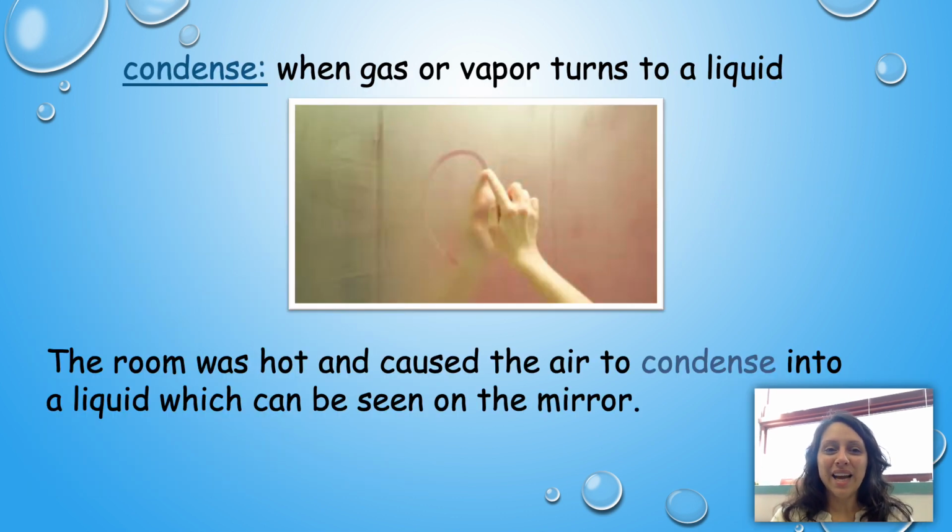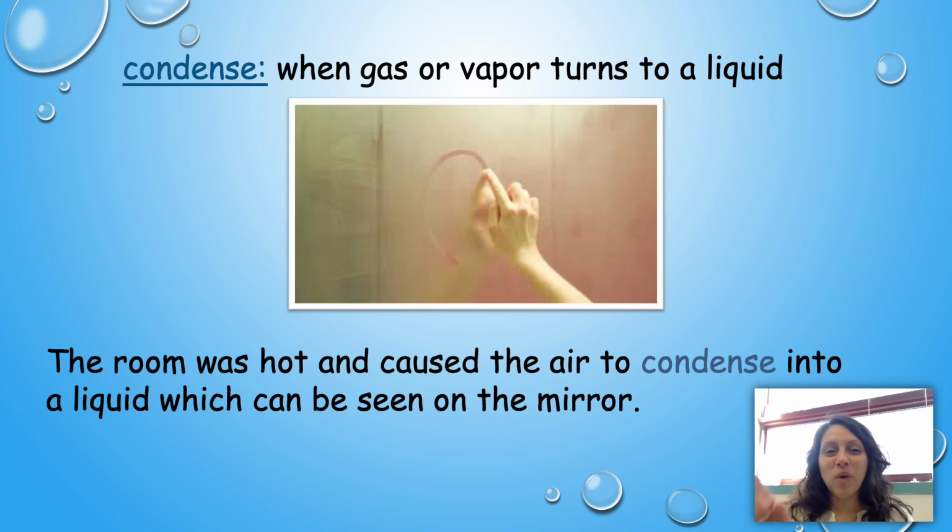Our next word is condense. It's when gas or vapor turns to a liquid. Listen to the sentence. The room was hot and caused the air to condense into a liquid, which can be seen on the mirror. Let's take a closer look at that photograph. So just like the sentence said, it's hot, there's air in that room, and that air has turned into a liquid, and the photograph is a picture of a mirror. You can't really see the mirror clearly because there's water droplets or little bits of water on that mirror. So the mirror looks like it's foggy because you can't see it clearly.